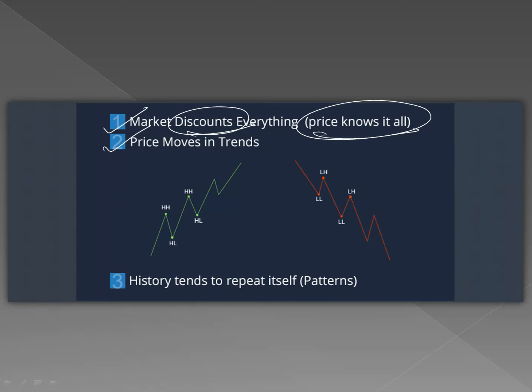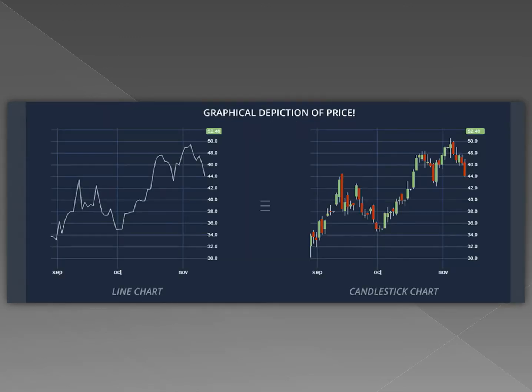Price movement is always in a trend. If it's an uptrend, it will create higher highs and higher lows. And if it's a downtrend, it's going lower highs and lower lows. History tends to repeat itself, in patterns. Again, this is a different content altogether that will be created separately. In this video, we'll only be looking into the indicators.